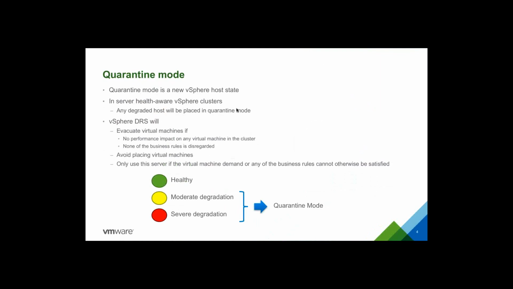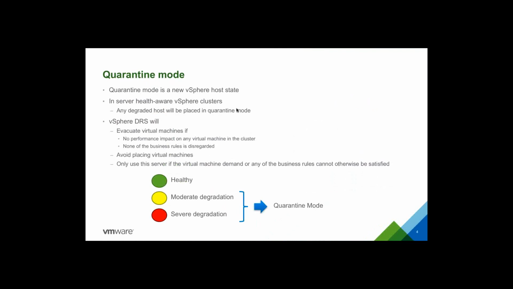It isn't going to, however, violate any of your business rules, DRS group rules, affinity rules, any of those types of hard constraints that you've placed in the environment. We're not going to violate any of that whenever we do either a maintenance mode or a quarantine mode.